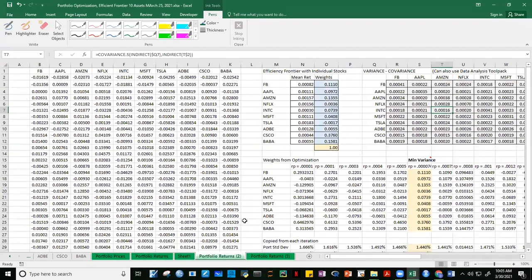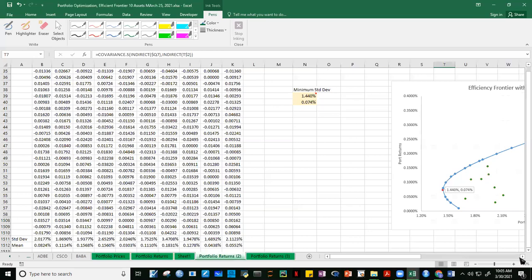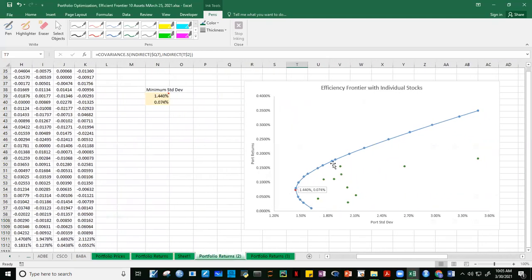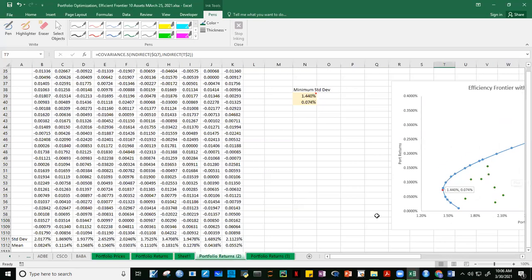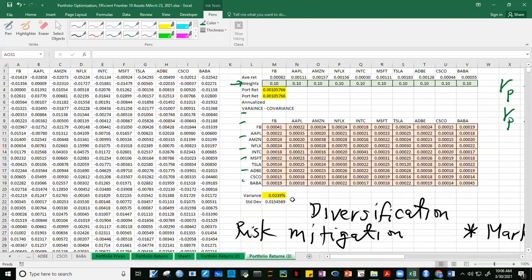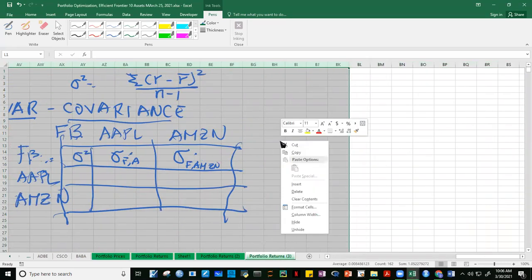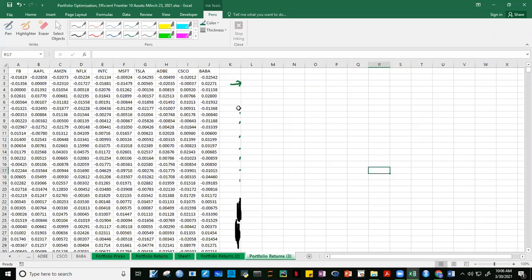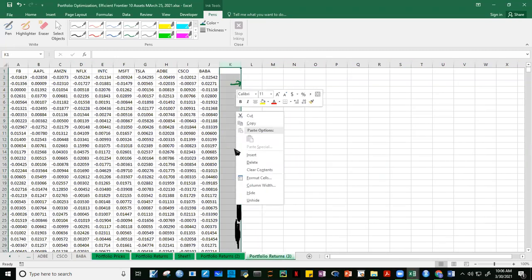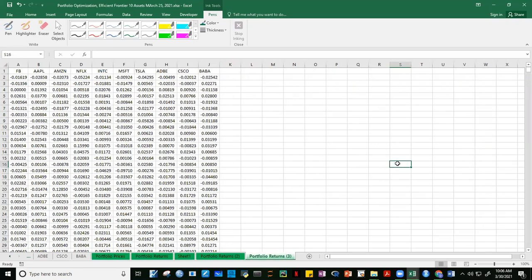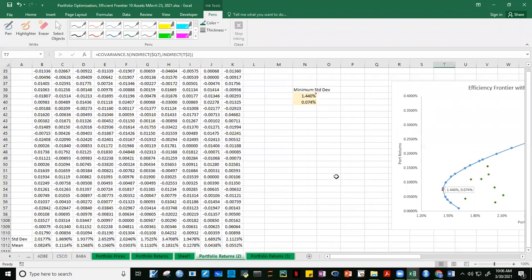Kasi gagawin natin to, no? Gagawin natin to create our efficiency line. Ito yung i-create natin. So copy ka muna nito, tapos tanggalin natin to. Delete natin. Kasi i-replicate natin to, yung ginawa ko.